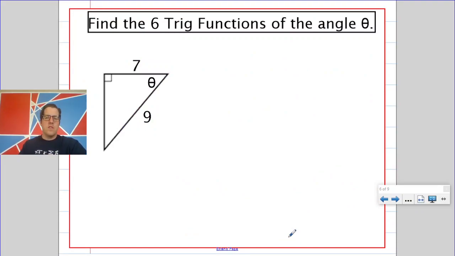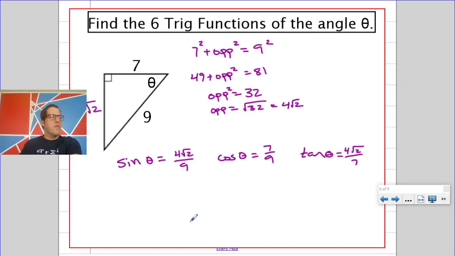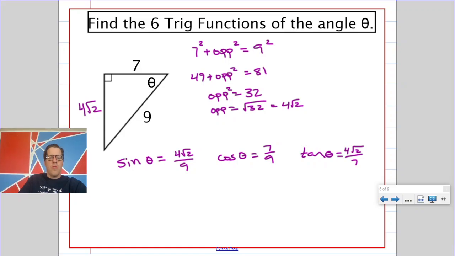Find all 6 trig functions for that angle theta. We have an adjacent side of 7 and a hypotenuse of 9. We do not know the opposite side. So pause the video and I'll put answers up when you're ready to unpause. Okay, so the first thing that I did was I found that the opposite side was 4 root 2. And that allowed me to find the sine and the tangent. I didn't actually need that for the cosine.